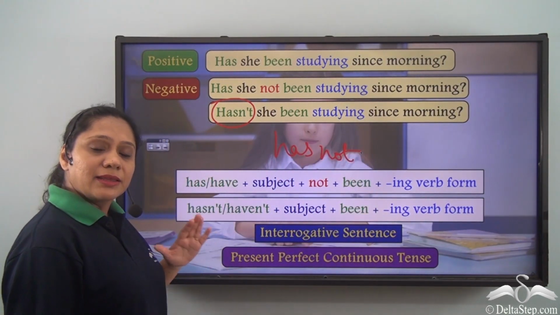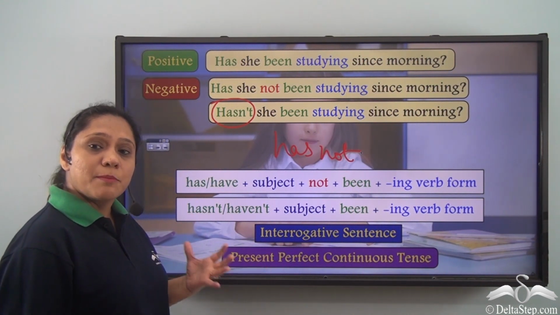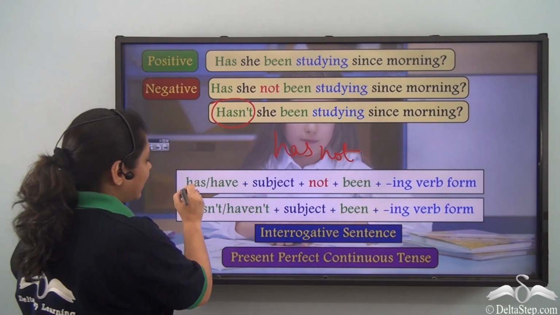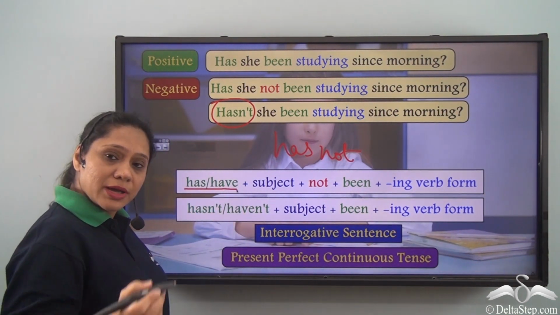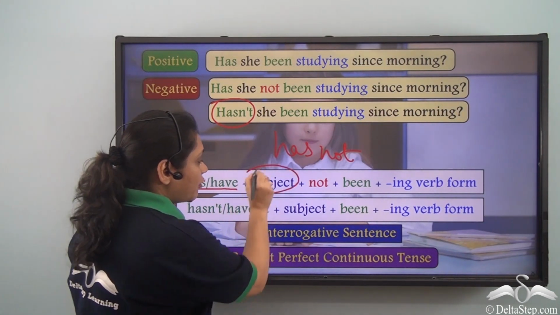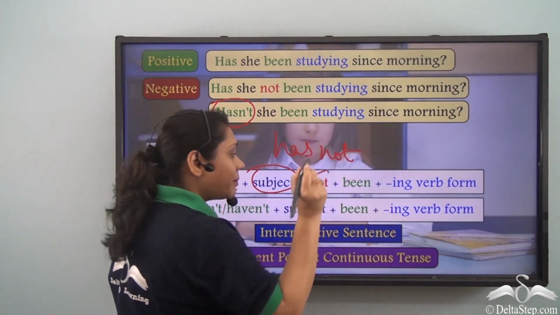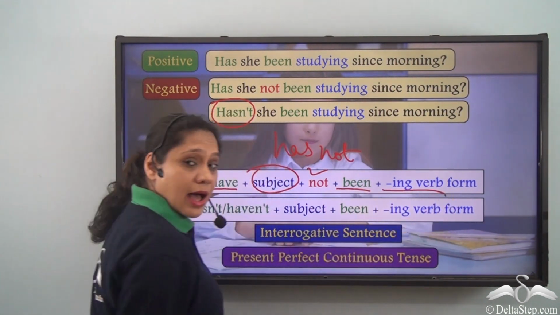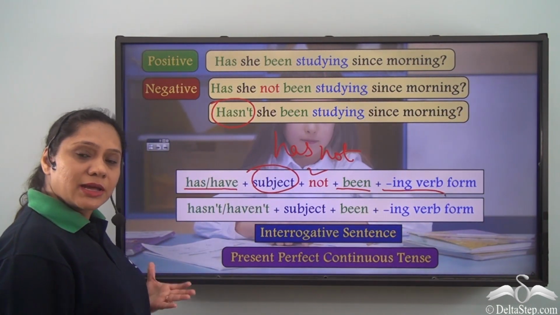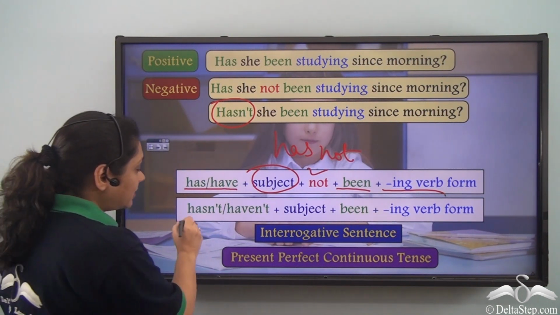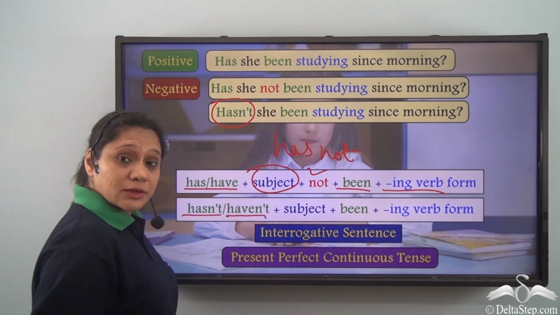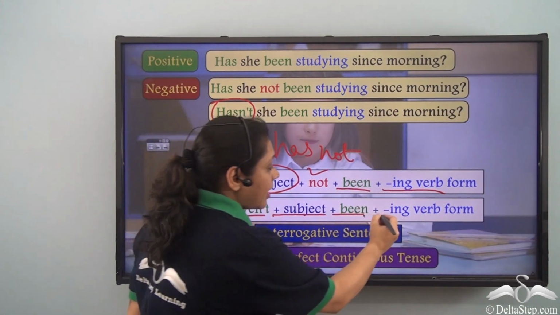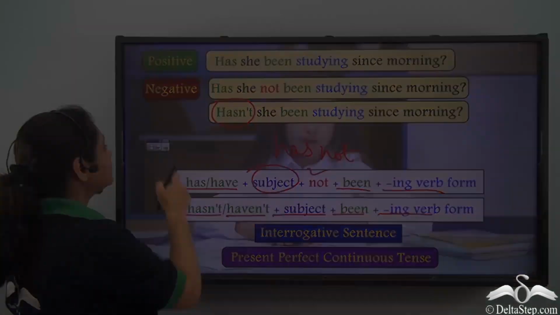So we see that the negative interrogative sentence portraying this tense can have two forms. What are they? We can either use has or have depending on the subject, followed by it, followed by the negative word not, followed by been, and then the ing verb form. Or we can use the contracted form to write hasn't or haven't, followed by the subject, followed by been, and then the ing verb form.